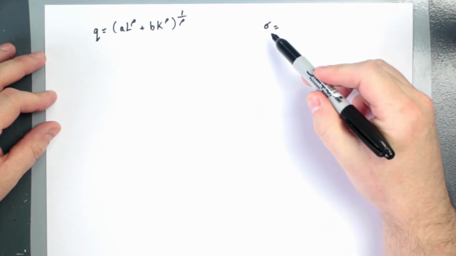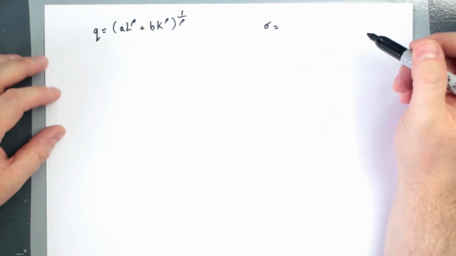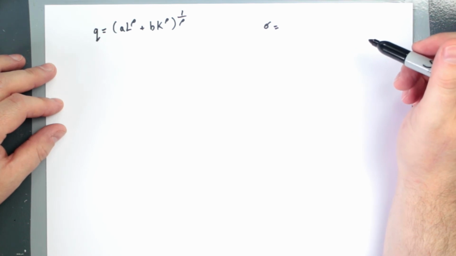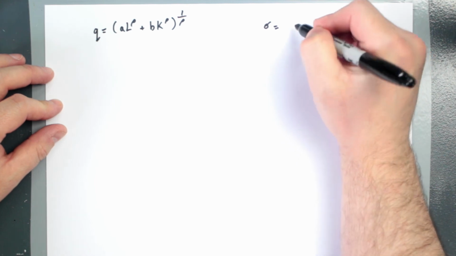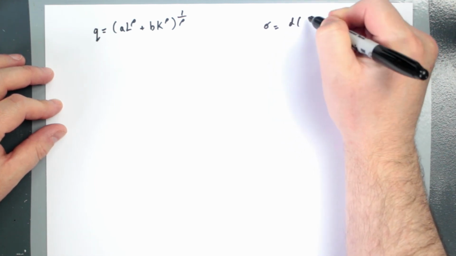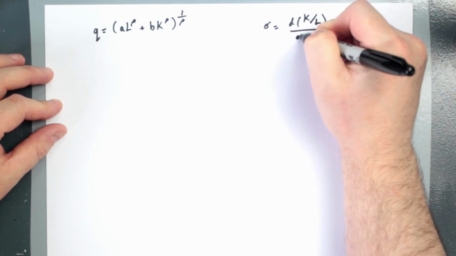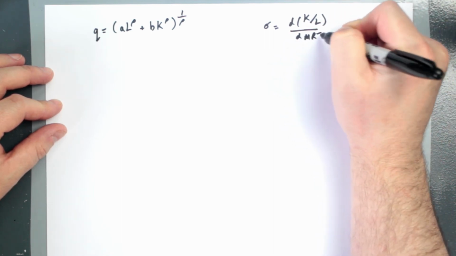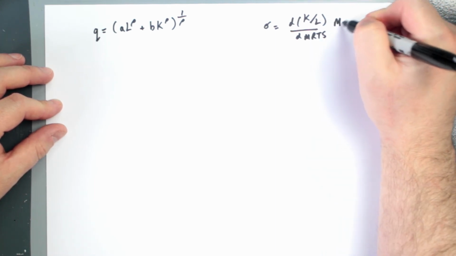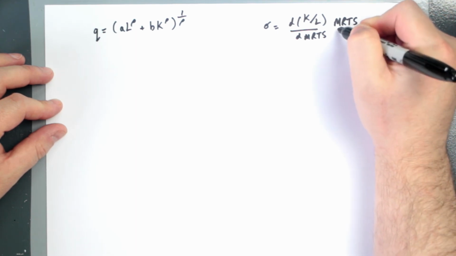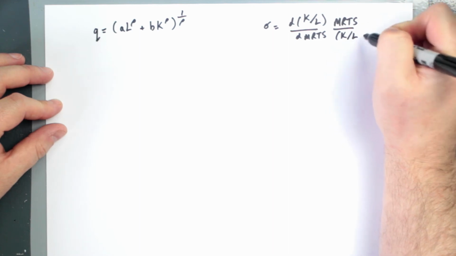So we denoted it sigma, and we said it's the elasticity of the capital labor ratio with respect to the marginal rate of technical substitution. One way of writing this would be the derivative of the capital labor ratio, K over L, with respect to the marginal rate of technical substitution, and then to make it an elasticity, we multiply it by the marginal rate of technical substitution and divide it by that capital labor ratio.